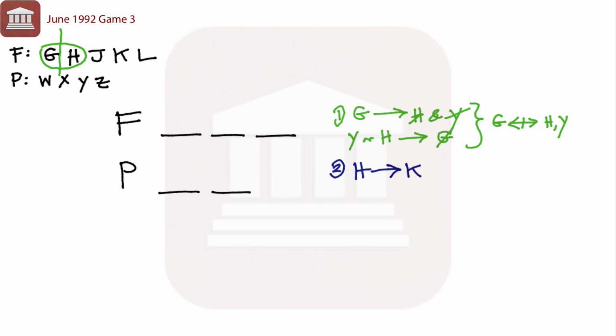Contrapositive, if we don't have K, then we don't have H. And you should notice what that means in terms of this game. If we don't have a K, we don't have an H. Well, the only 3 remaining possibilities for our fish in that scenario would be G, J, and L.